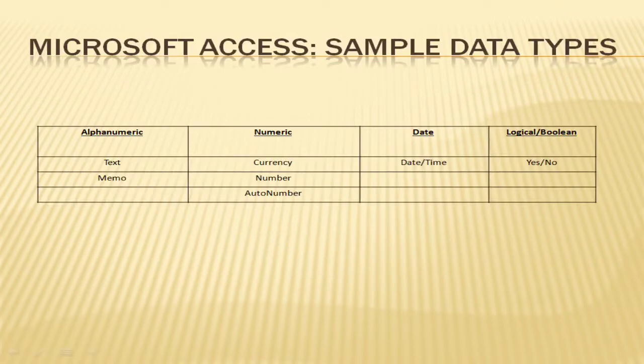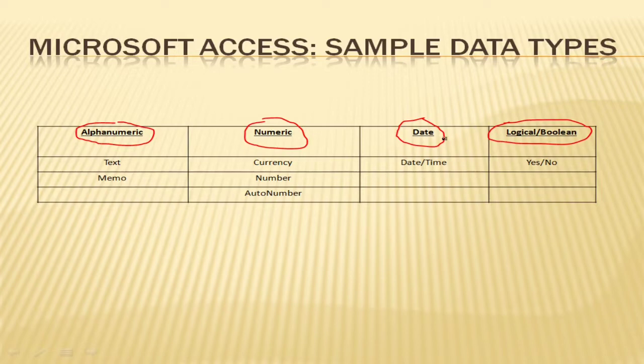Alright. Now, the four main types of data, or the four main data types, are what we call alphanumeric, numeric, date, and logical slash boolean. So these are the four main types of data type, right?